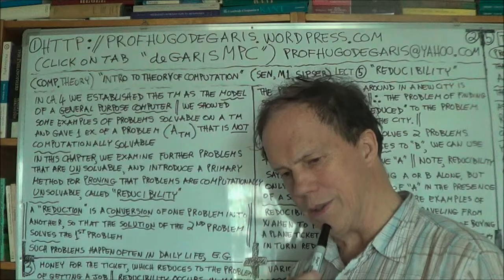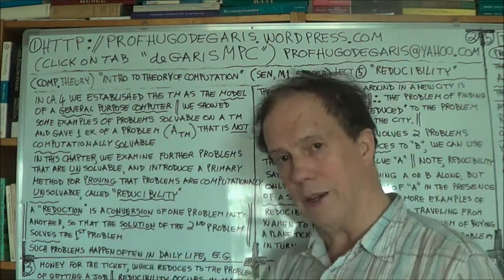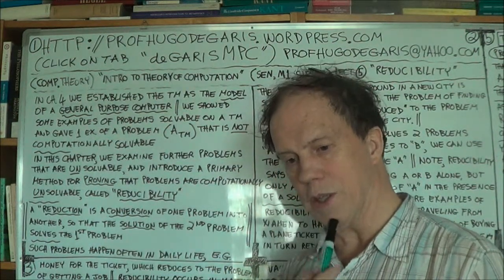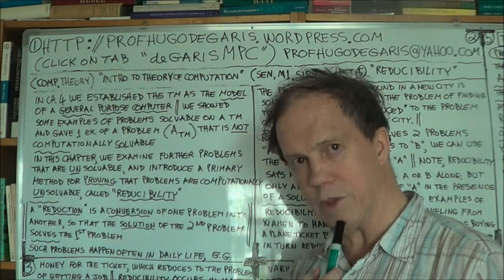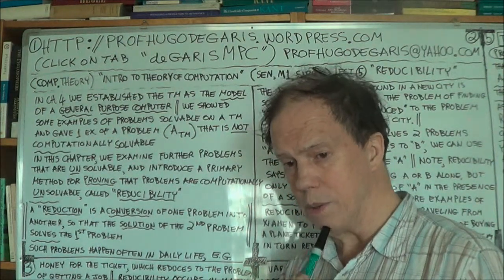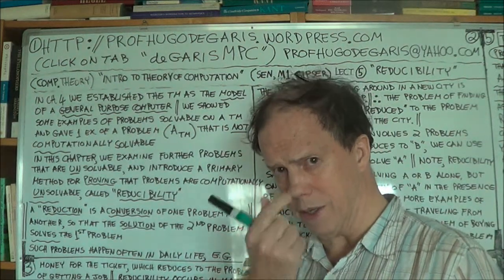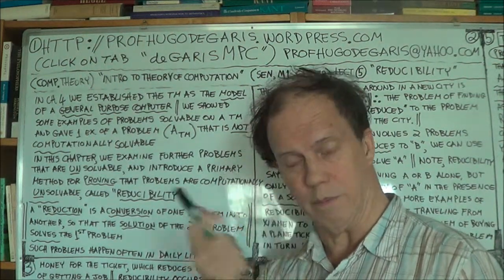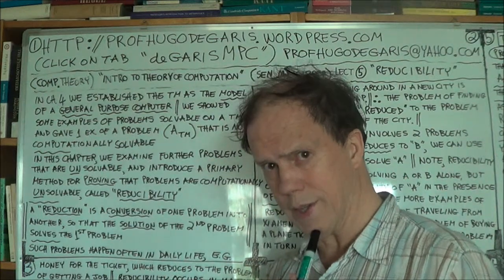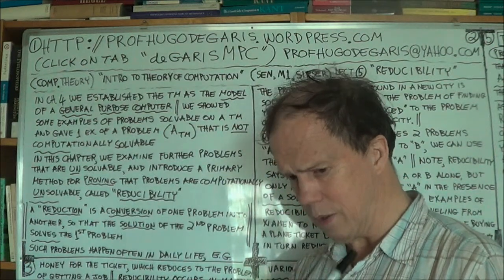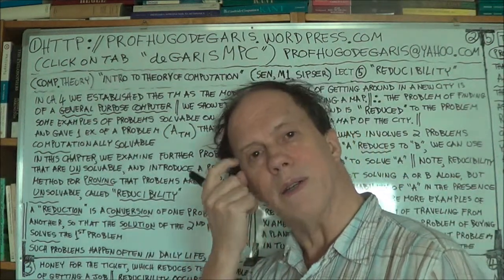Well, I suppose the other main idea is that you use this conversion idea, this reducibility idea, to generate proofs that other problems are unsolvable, that other languages are not decidable. Okay, so I guess they're the two main ideas of the chapter.